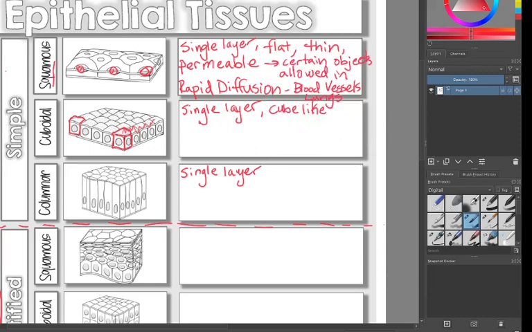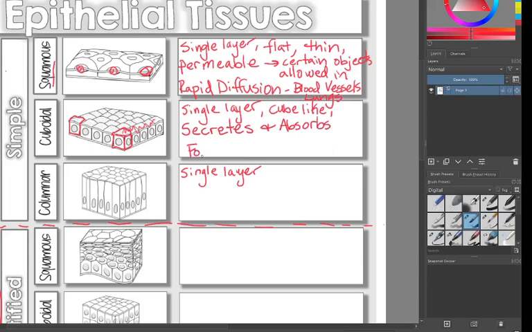So it's a single layer. It is cube-like, and just like every other epithelial tissue, it's really good at doing two things: secreting, so it's producing something, and absorbing. So it secretes and absorbs, and absorbs means it's taking in.